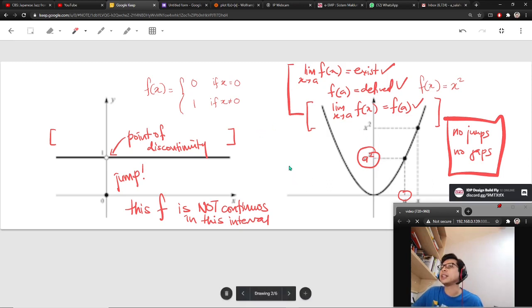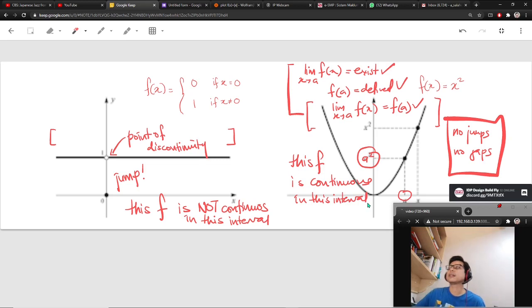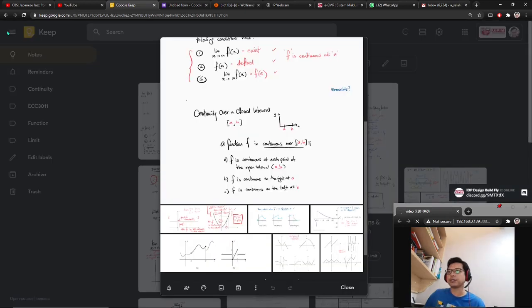So we call this function continuous in this interval. Okay, so that's nice. So this is an example of a discontinuous function and an example of a continuous function.